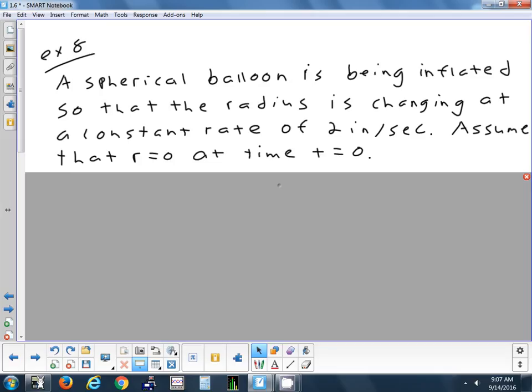If we had a variable rate, this would become like a calculus problem. It would be a little more challenging. But we're going to assume that it keeps blowing up at the same rate. We're going to assume, even though this is a little unrealistic, that before we start blowing it up, the radius is 0. It's not even a sphere yet. It's just an uninflated balloon.